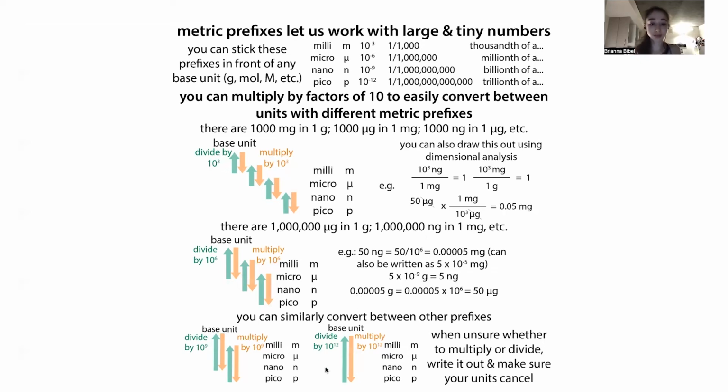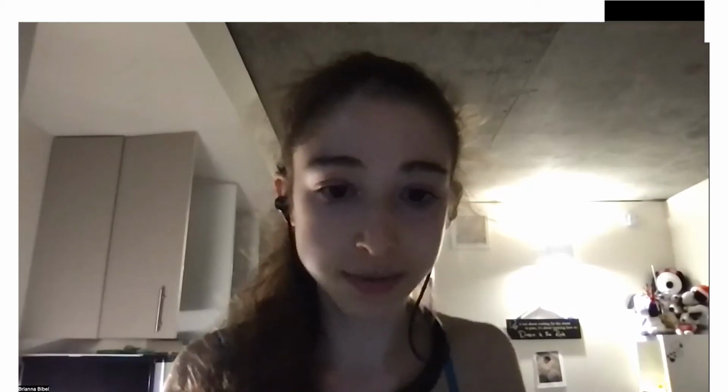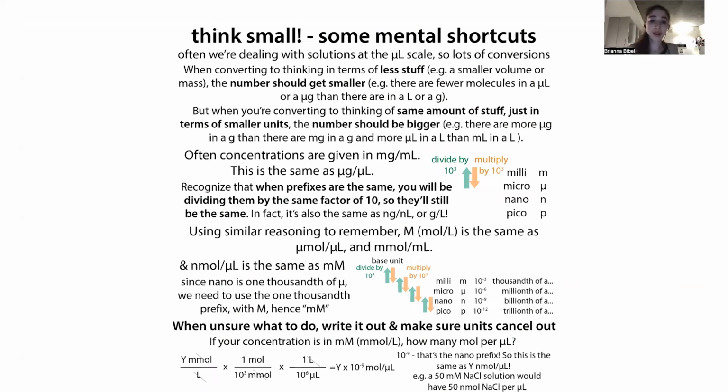So you can do this between other prefixes as well. Just remember which way they are. And if you're unsure whether to multiply or divide, write it out and make sure that your units are canceling out. We all like some shortcuts, right? So remember, go back to the dimensional analysis and make sure everything cancels out if things don't make sense. But here are just some shortcuts.